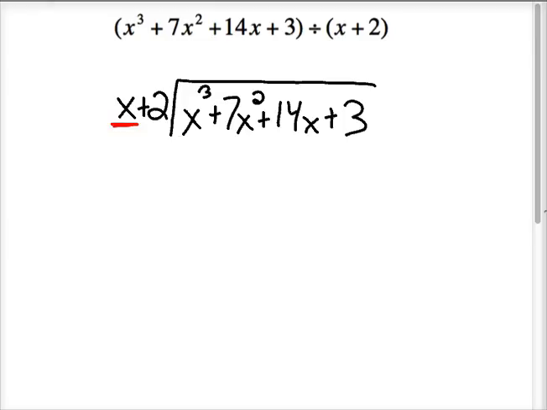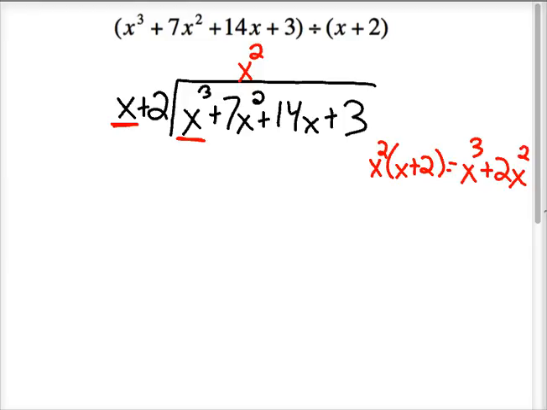What will it take from my x to cancel off an x cubed? Well, this time I'm going to need an x squared to accomplish that. Okay, I'm going to need more x's than I needed before. So I'm going to take that x squared and multiply it to the x plus 2. That's going to give me x cubed plus 2x squared when I distribute that in.